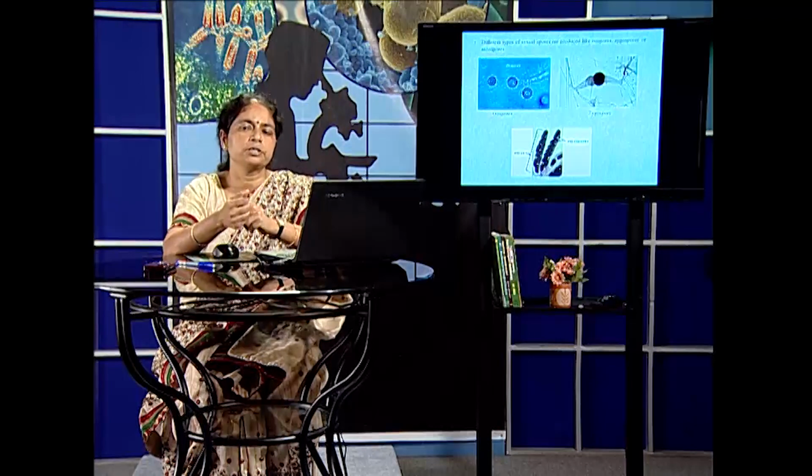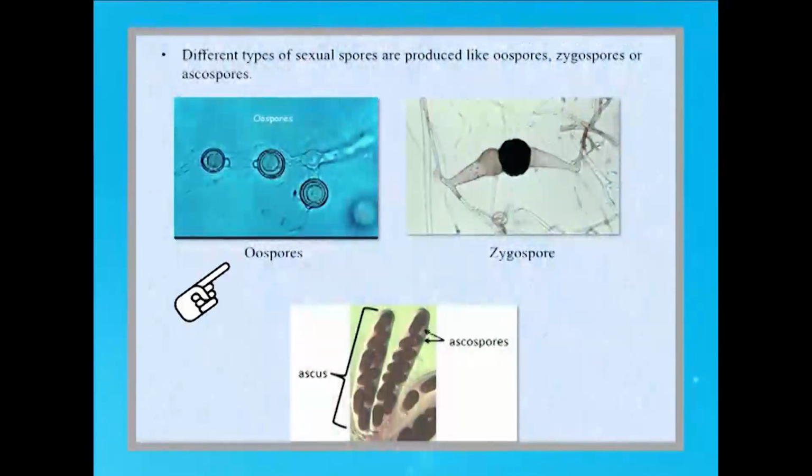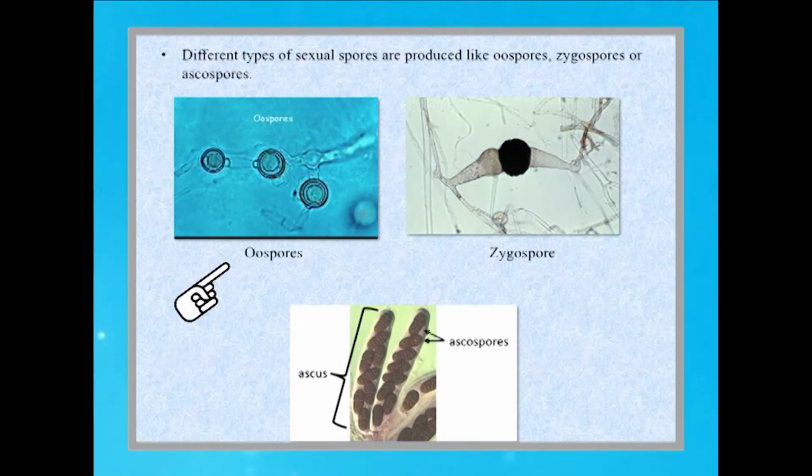The different types of sexual spores that we come across in different genera of molds are oospores, which are characteristic features of oomycetes. Then there are zygospores. In the picture, when the male and the female gametangia fuse together, a spore is formed, called the zygospore, which is a characteristic feature of zygomycetes. Another type of sexual spore is the ascospore, found in ascomycetes.